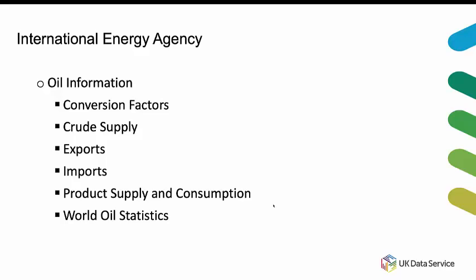So, for instance, naphtha, aviation gasoline, kerosene, diesel oil, and many others. Crude supply, crude oil supply and demand. So there's indigenous production, imports, exports, stock changes and refinery intakes. Detailed oil export and import data as well by country of destination and by type of product.